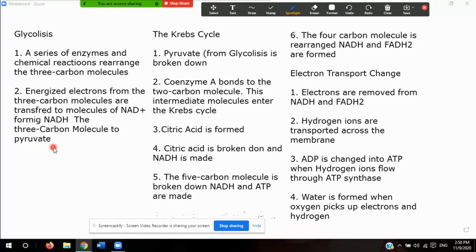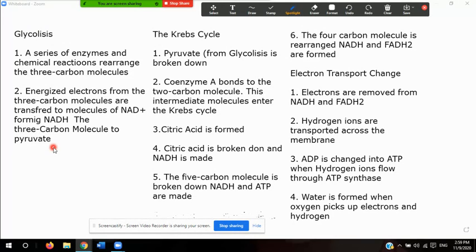So remember that we have glucose. That glucose breaks down into two 3-carbon molecules, and through a series of chemical reactions, NAD+ forms NADH, and then the 3-carbon molecule is turned into pyruvate. It's the pyruvate that goes into cellular respiration.